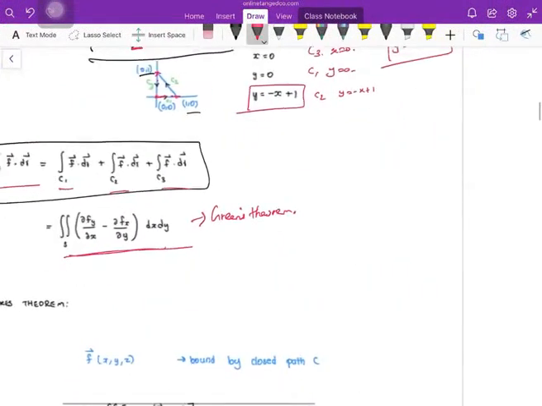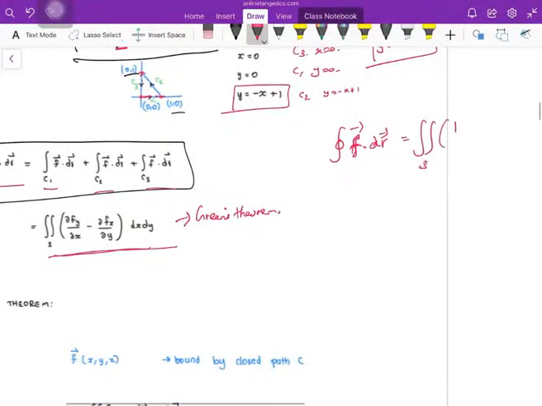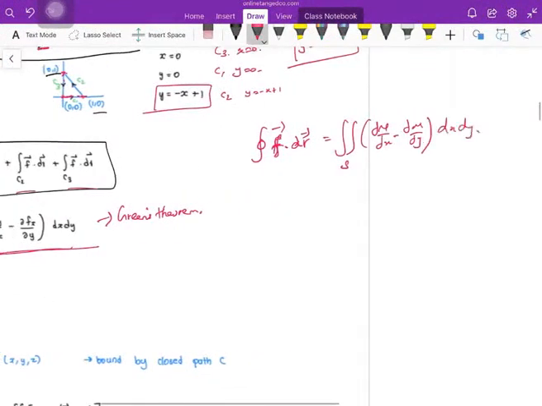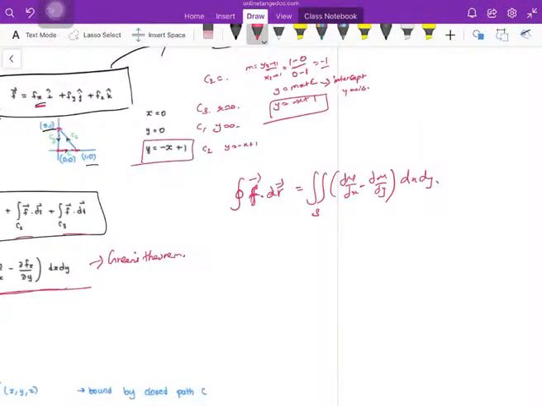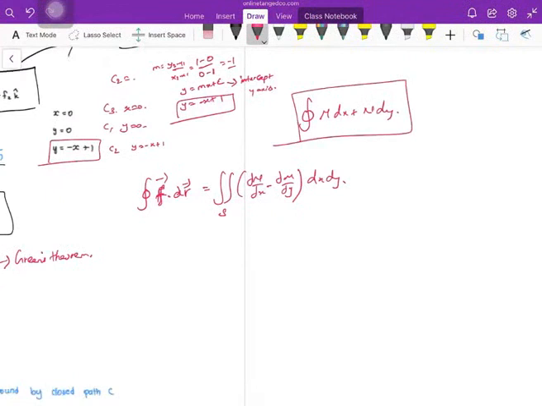Simply speaking, the cyclic integral of F dot dr, F vector dr vector, is nothing but the area integral or surface integral of ∂N/∂x minus ∂M/∂y into dx dy. Usually I'll keep it like this, because your integral will be M dx plus N dy. I assume this kind of form because it's easy from an exam point of view to remember the formula. This is the coefficient of dx, and this is the coefficient of dy.